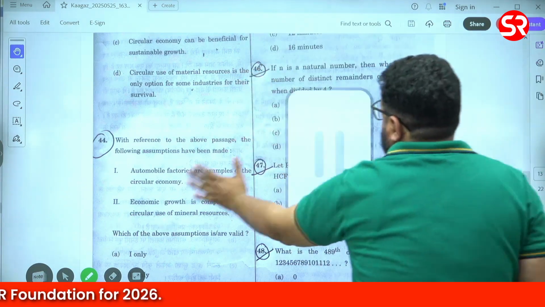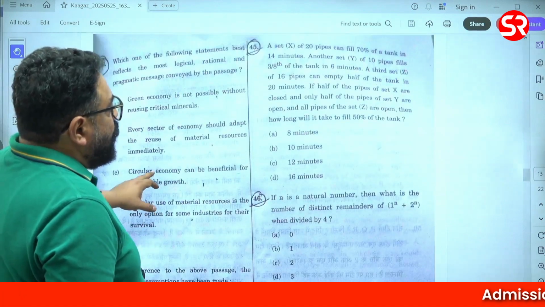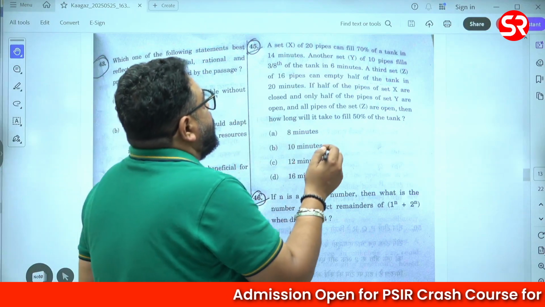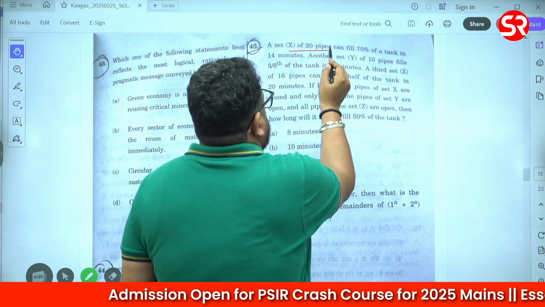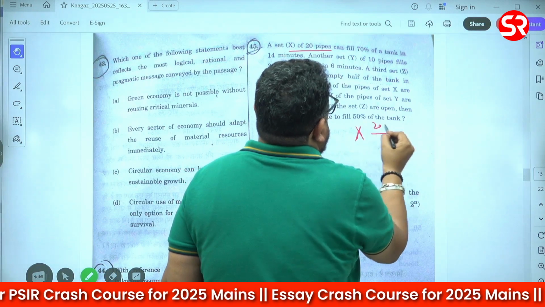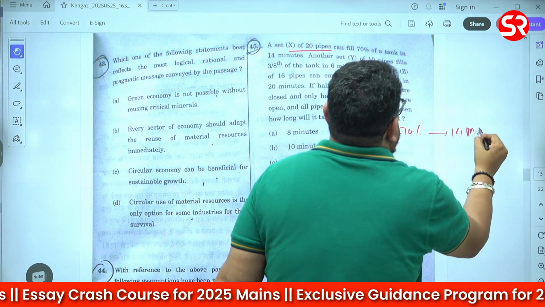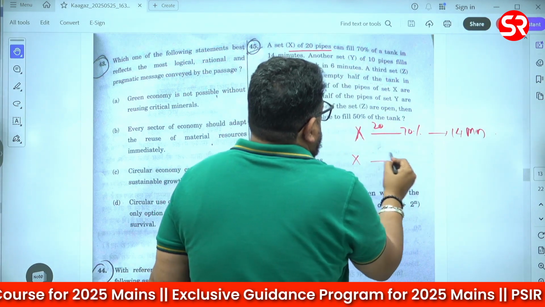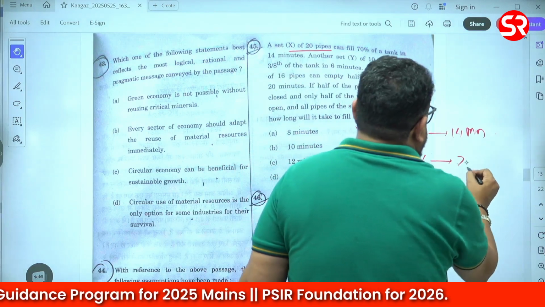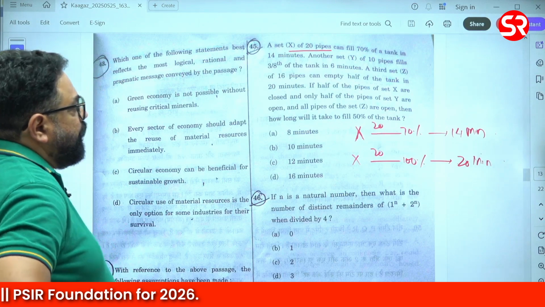There are questions that are solvable, but then visibility is not there. Oh, this is again a great question. This is a set of 20 pipes, so don't bother about the 20 pipes. Let's write, X is a set of pipes. They do 70% work in 14 minutes. So the total 20 pipes will do 100% in how much time? In 20 minutes, right? In 20 minutes.